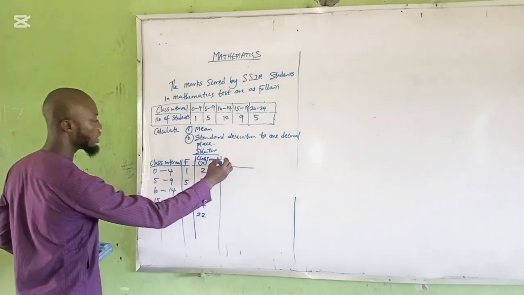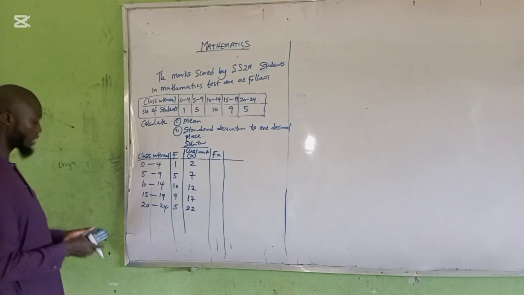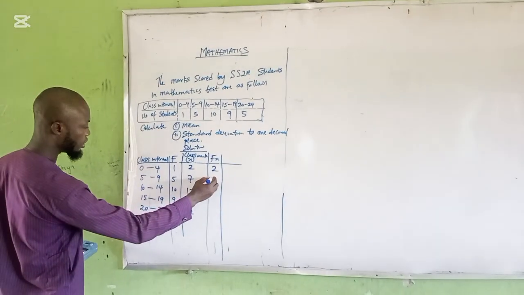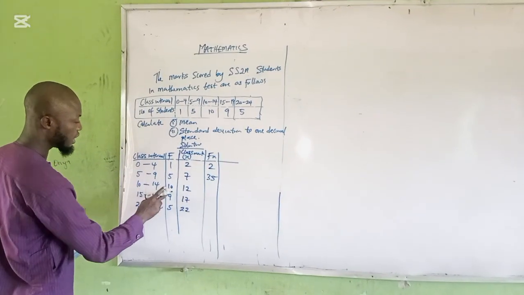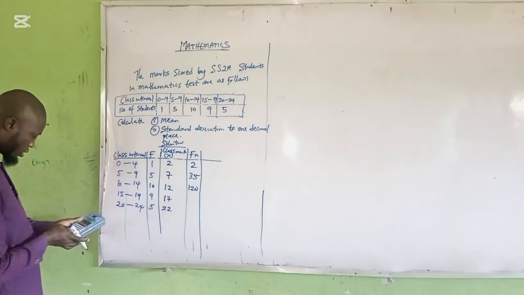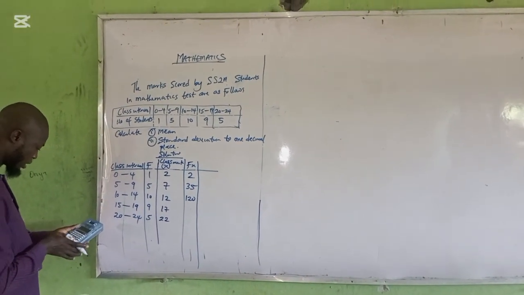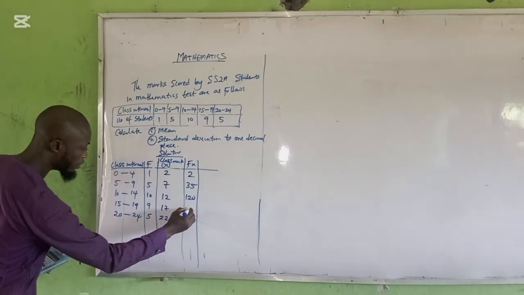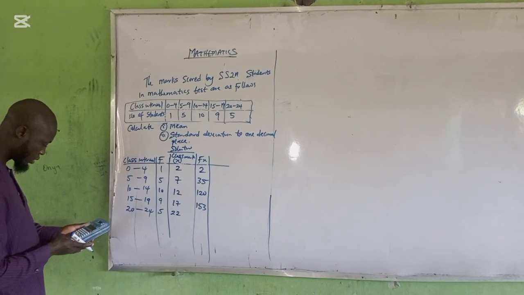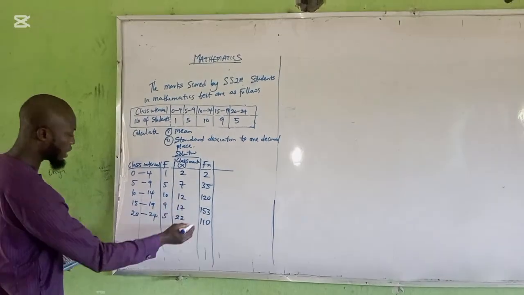So here we need our fx, which is the product of the frequency and the class mark. That is 1 times 2 is 2, 5 times 7 is 35, 10 times 12 is 120, and we have 9 times 17 is 153, and we have 5 times 22, which is 110. So we have everything together here.